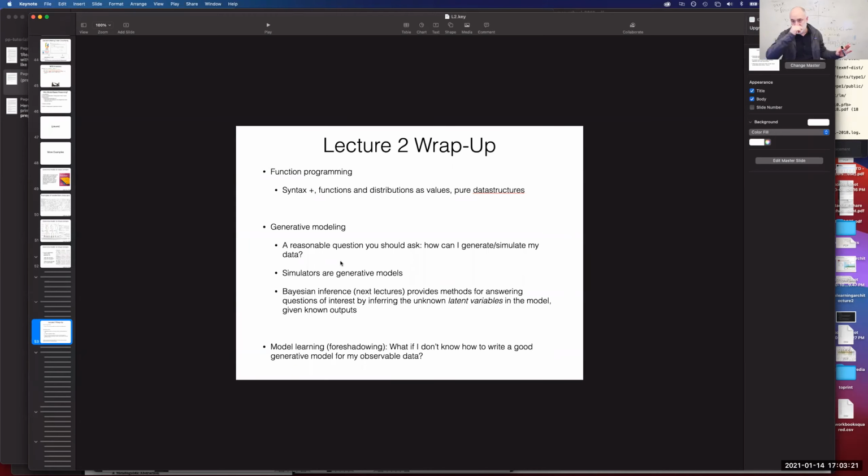Okay, but you do need to be able to read them because the book has the examples, and we will show examples in the lecture notes. So you need to be able to at least read them and understand what's going on. Generative modeling, what you should take away today is the reasonable question you could ask: how do I generate or simulate my data? Simulators and generative models do the same thing. Bayesian inference, which are the next lectures, provide methods for answering questions of interest by inferring the unknown latent variables in the model given known outputs or observations.